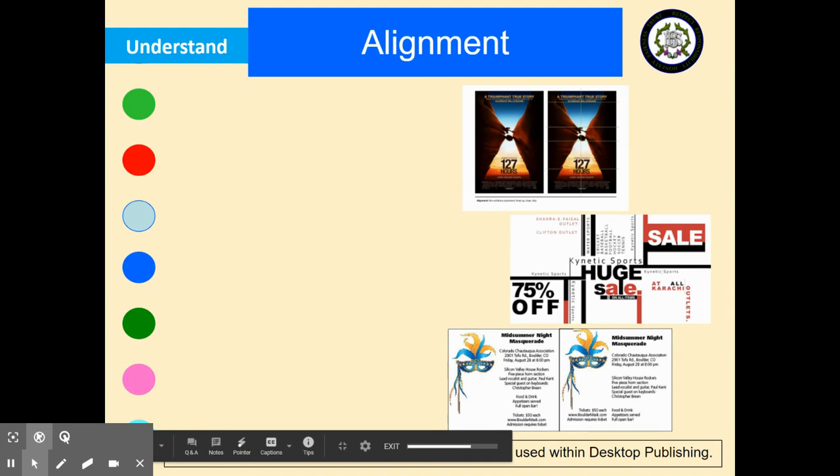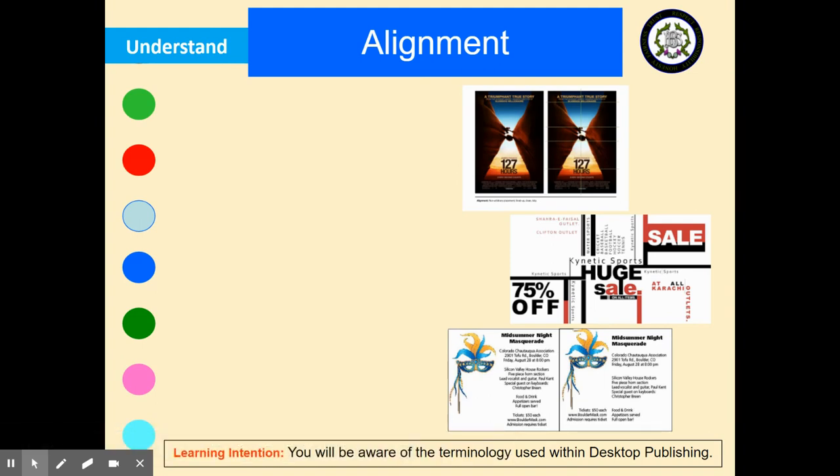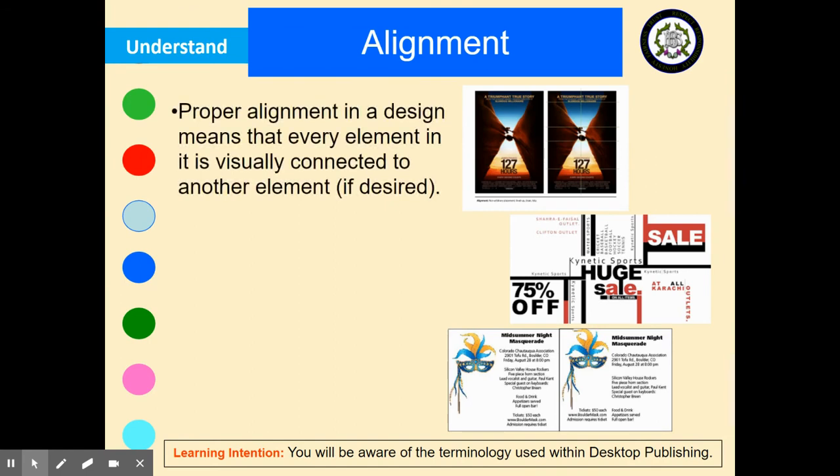So what we're going to talk about now is alignment. You might remember this from last year when you were looking at the desktop publishing unit in first year. Alignment and why it's so important, how we use it, why we use it. Proper alignment in a design means that every element in it is usually visually connected to another element if desired. If you put an imaginary line down the middle of a poster or publication, there tends to be alignment around that imaginary middle line.